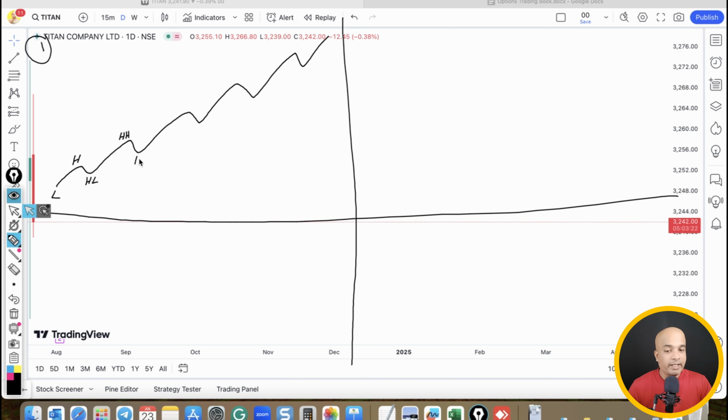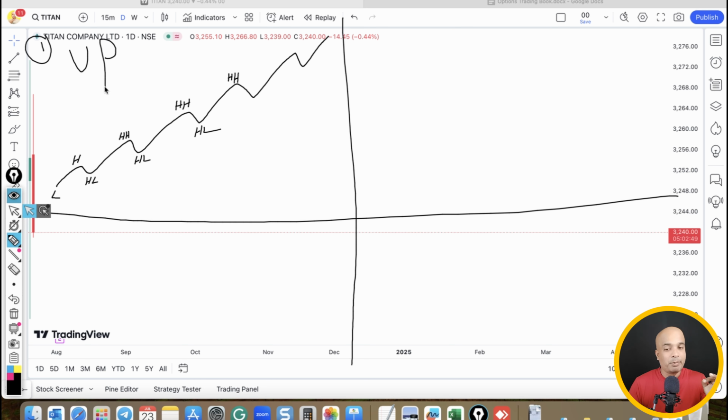Correct. So again, this is a higher high compared to the previous low. This is a higher high compared to the previous high. Similarly, this is a higher low and this is a higher high. So in an uptrend, price keeps on making higher highs, higher lows, higher highs, higher lows. In other words, if the price is making higher highs and higher lows, then we can consider the price to be in an uptrend.